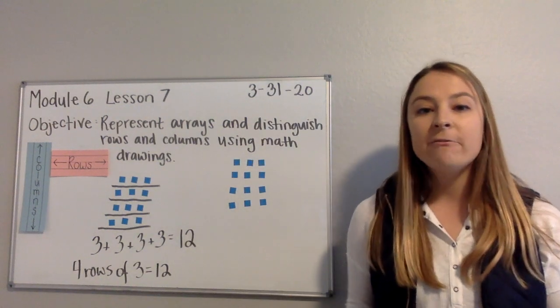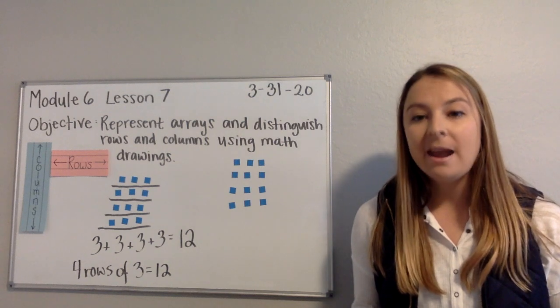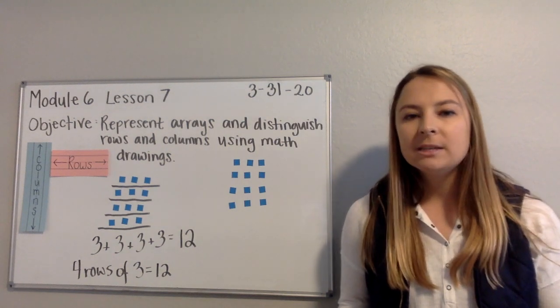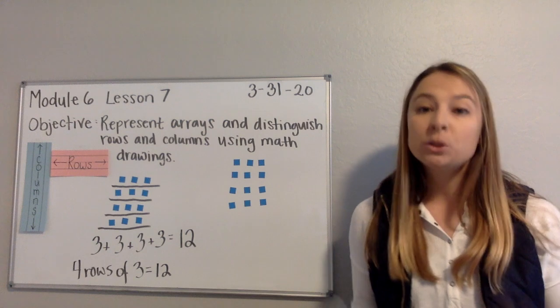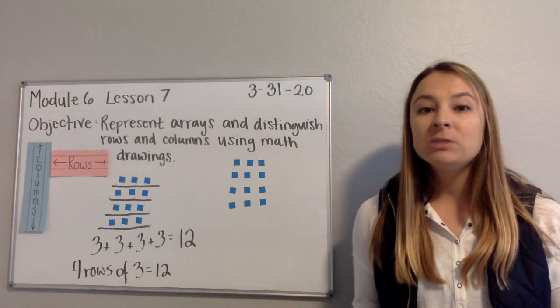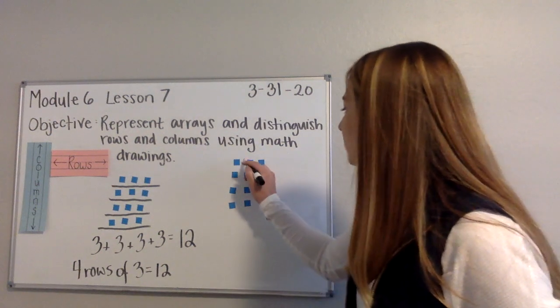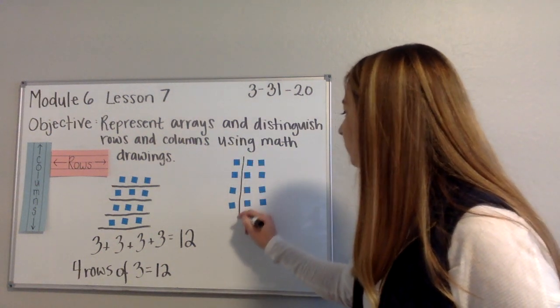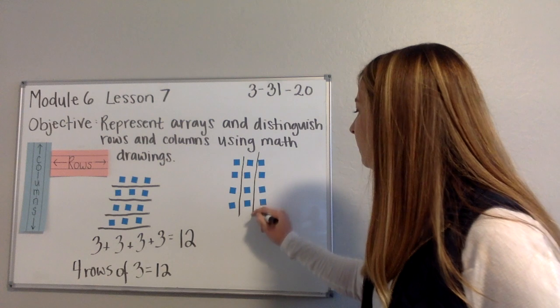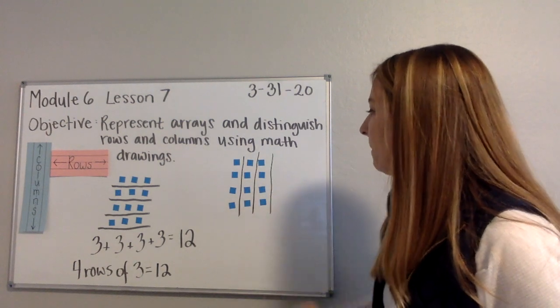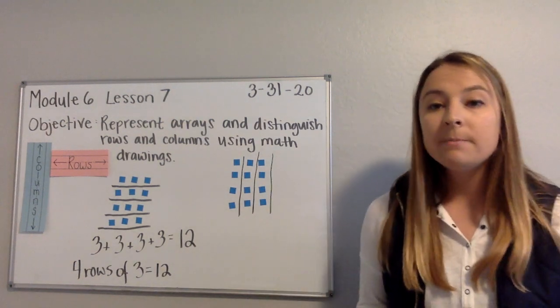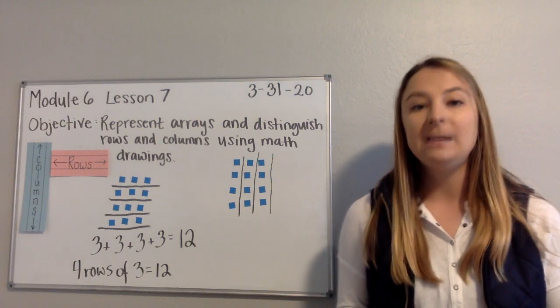Okay, here I have my 4 rows of 3 again, but instead of thinking about this example in rows, I want to switch to columns. I'm going to separate my array into the different columns that I see. Here's my first column, my second column, and my third column. So I have 3 columns and there are 4 counters in each column.